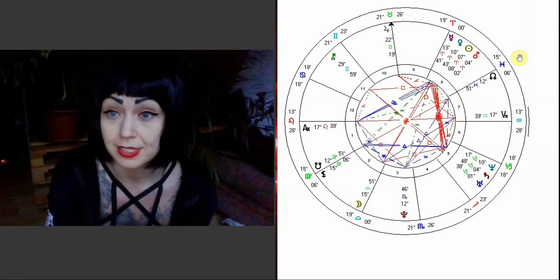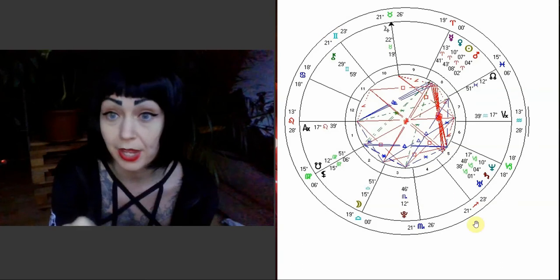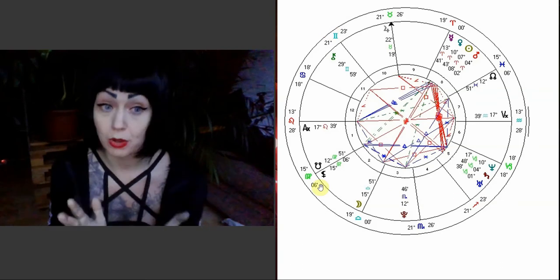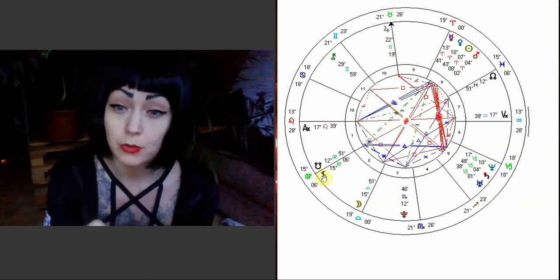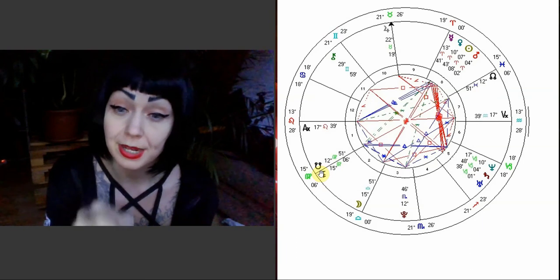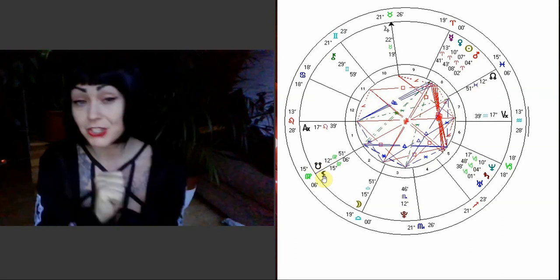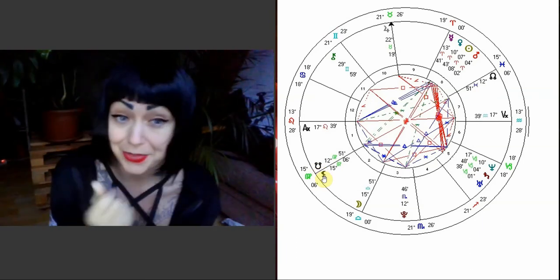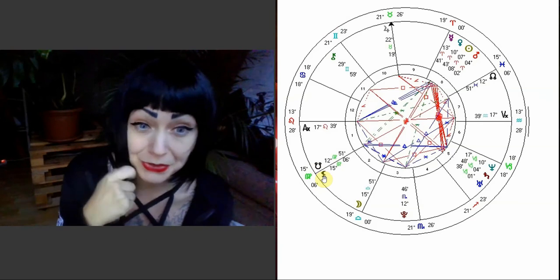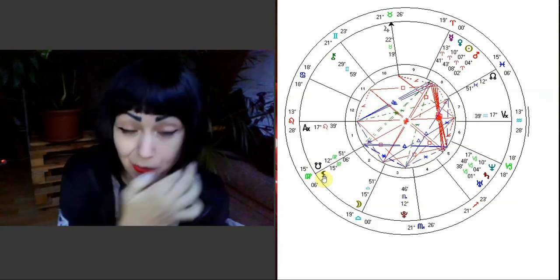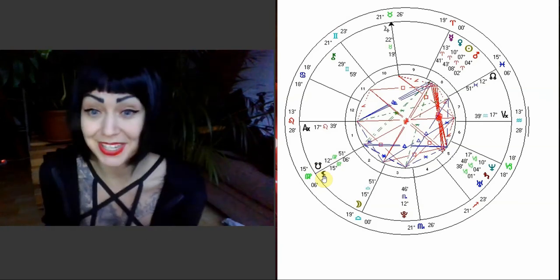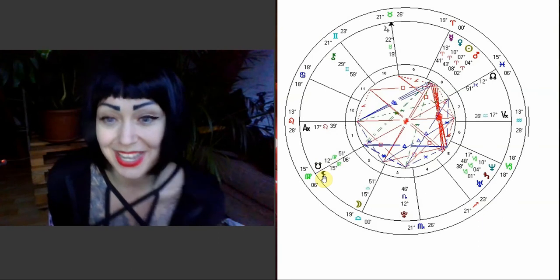If we keep on going, are there any squares or nodes? That's what's really important to us. Nope. Okay, so at least no immense karma to resolve. We have the South Node, which indicates the past, squaring Lilith, which tells me there has been something about sexual attraction or the wild sexuality that they shared in a past life.